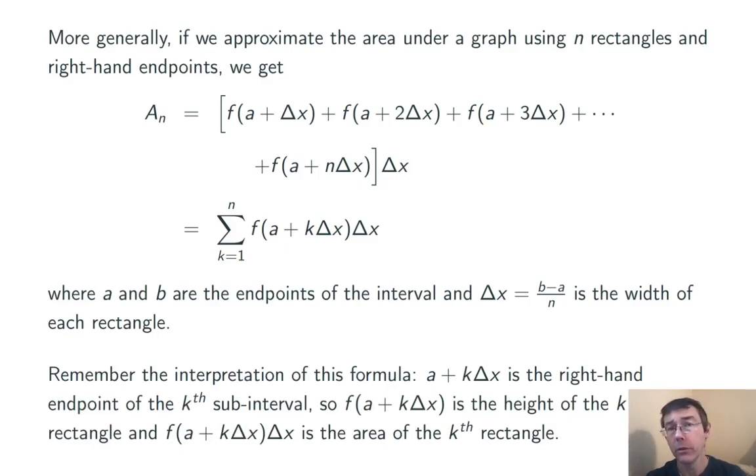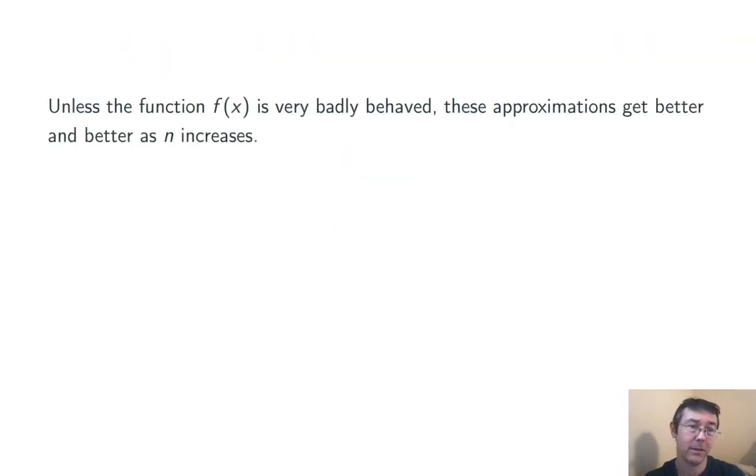Now that formula looks like a bunch of gobbledygook if you don't understand what it means. So it's very important to keep the interpretation in mind. A plus k delta x is the right-hand endpoint of the kth subinterval. And therefore f of a plus k delta x is going to be the height of the kth rectangle. Then f of a plus k delta x times delta x is the area of the kth rectangle. And of course the sum of all those is going to be the total area of all the rectangles.